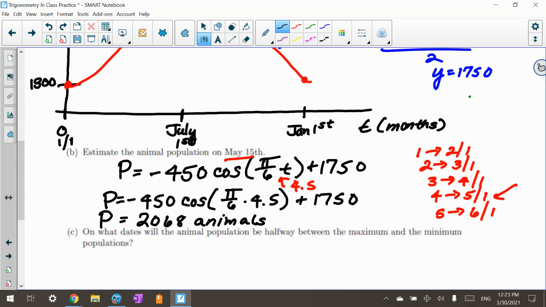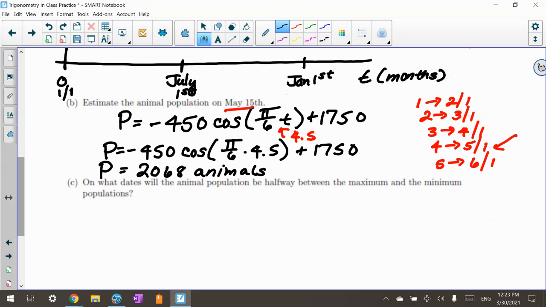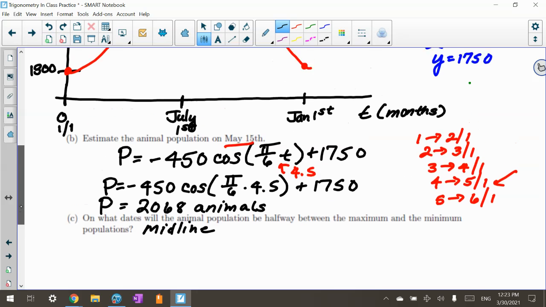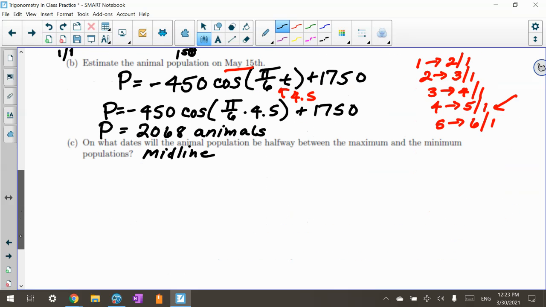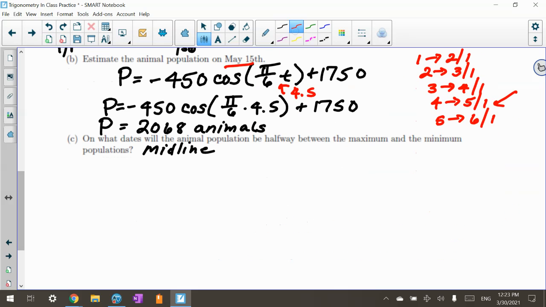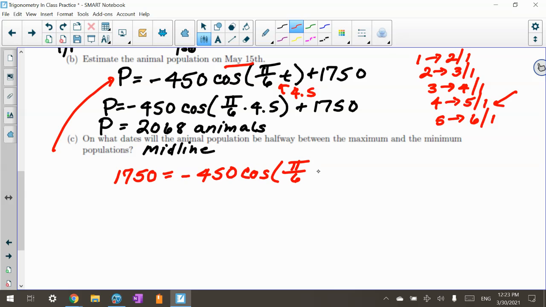Okay, well, that was fun. Now let's do the last part. The last part says we want to know on what dates the animal population will be halfway between the max and min. Well, that's my midline. Aren't we glad we did that earlier? That makes me so happy. So I know my midline is y equals 1750. So I'm going to put the 1750 right here in the P spot. So I got 1750 equals negative 450 cosine pi over 6t plus 1750.